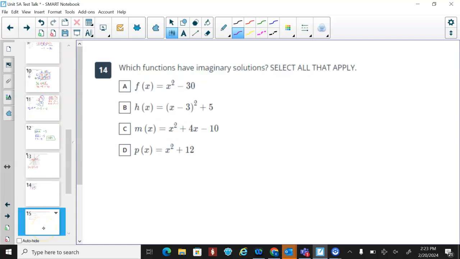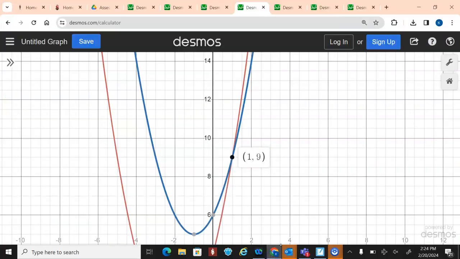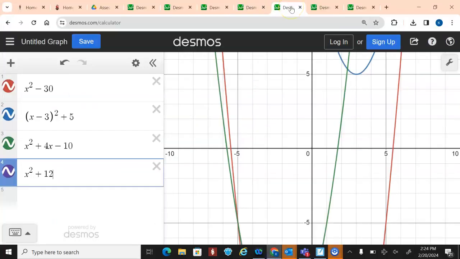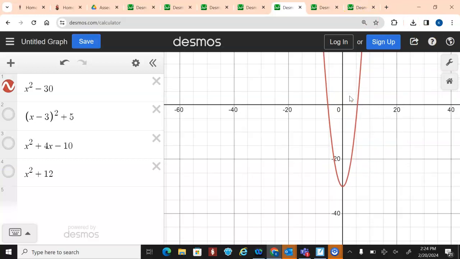All right, here it says select all functions that apply, functions that are imaginary. So again, you have to show work, so you have to solve it, but you can get a heads up and check it on Desmos. So I did that. I went back to Desmos right here and I plugged them all in, okay? Well, let me see. How do I know that a function is imaginary? I know that a function is imaginary when it does not cross the x-axis.